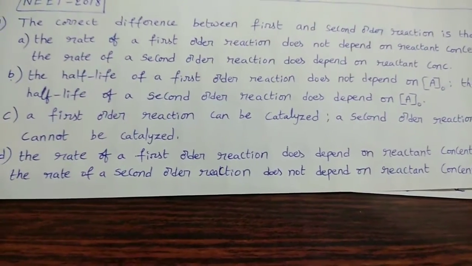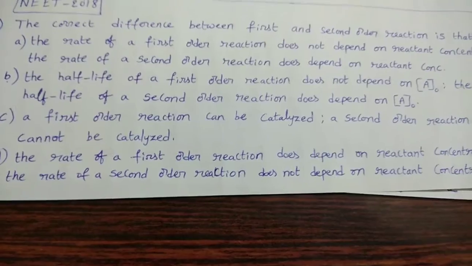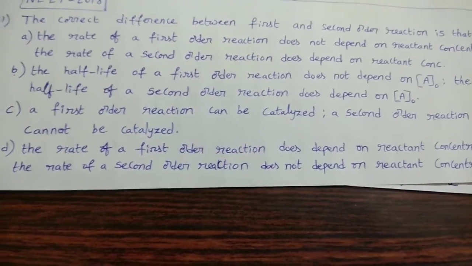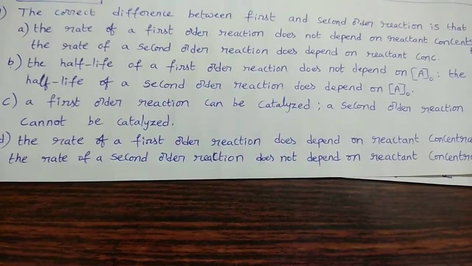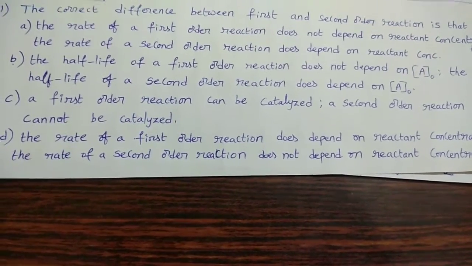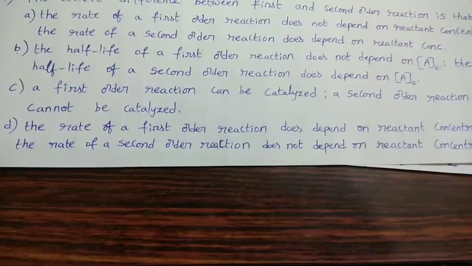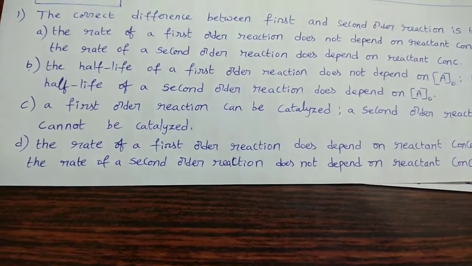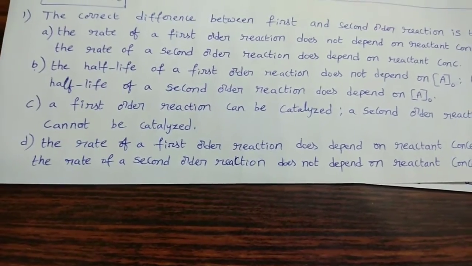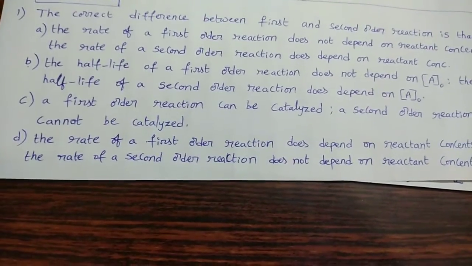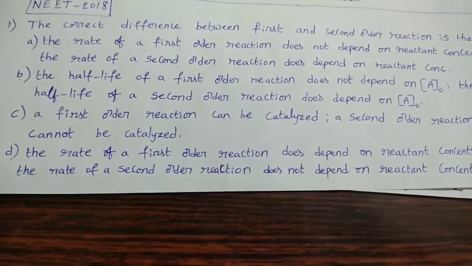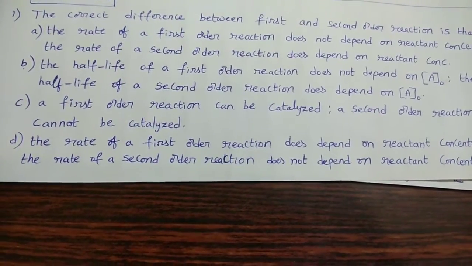Next, the half-life of a first order reaction does not depend on initial concentration. A naught means initial. That is correct. The half-life of a second order reaction does depend on initial concentration. This one also correct. Next, a first order reaction can be catalyzed. Okay, correct. A second order reaction cannot be catalyzed. That is wrong. Both the reactions, first order and second order, we can catalyze.